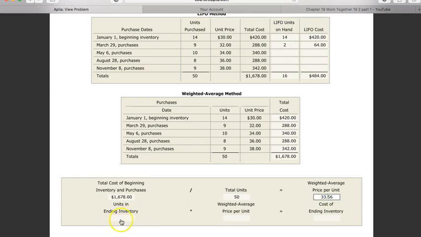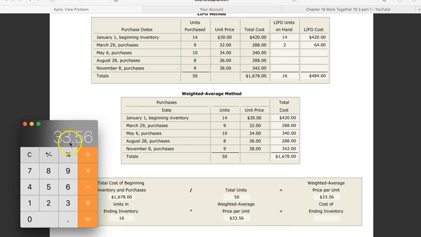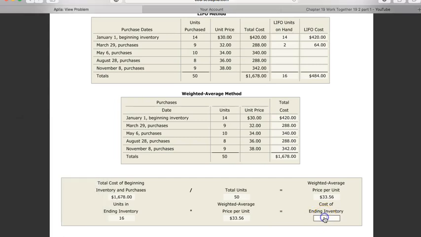All right, but it says in our ending inventory we have 16. So 16 times our weighted average price per unit, $33.56, is going to equal our cost of ending inventory. So $33.56 times 16 gives us a total cost of ending inventory of $536.96.